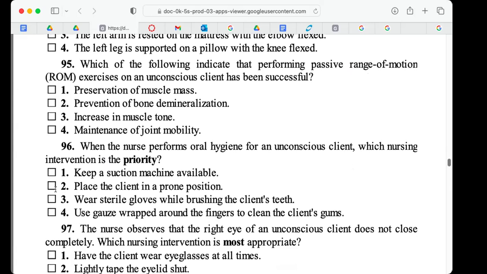96. When the nurse performs oral hygiene for an unconscious client, which nursing intervention is the priority?